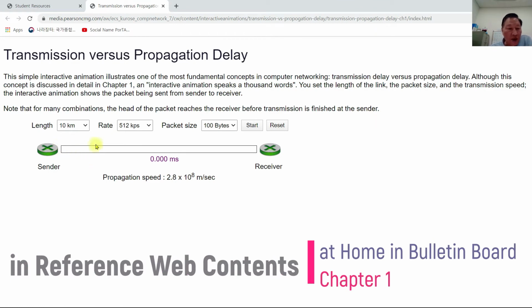Here you can read this one. This one is about transmission versus propagation delay. With this animation effect, we can understand better. We can choose some options here about the length, the speed, the transmission rate, and the packet size, from here to here.